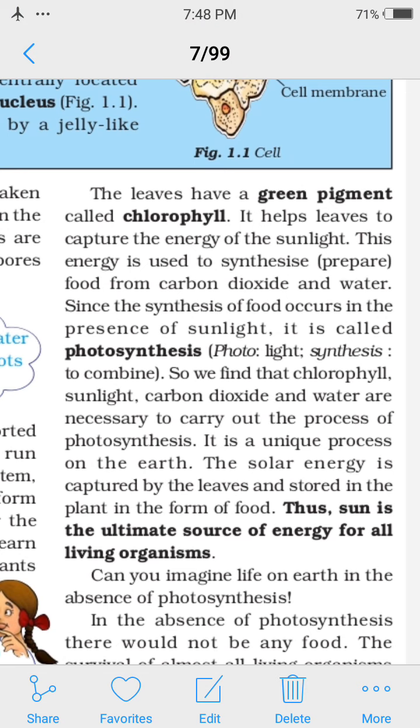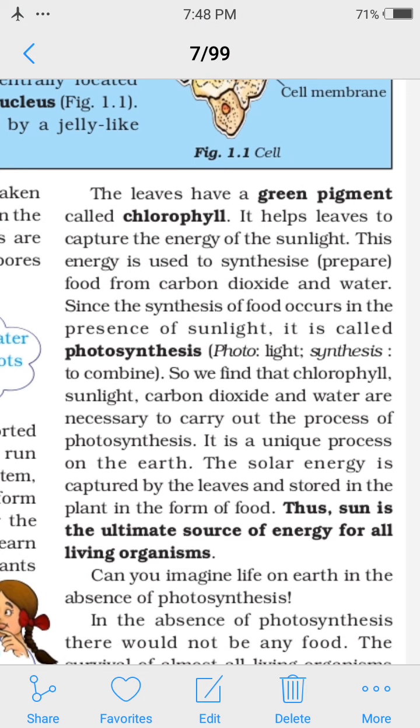So we find that chlorophyll, sunlight, carbon dioxide and water are necessary to carry out the process of photosynthesis, and it is a unique process on the earth. The solar energy is captured by the leaves and stored in the plant in the form of food, and thus the sun is the ultimate source of energy for all living organisms.